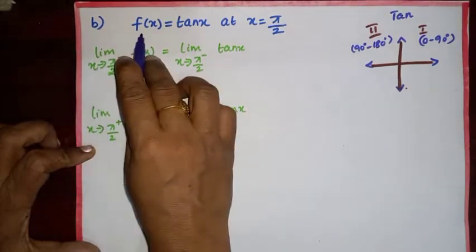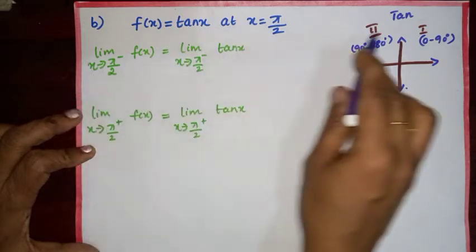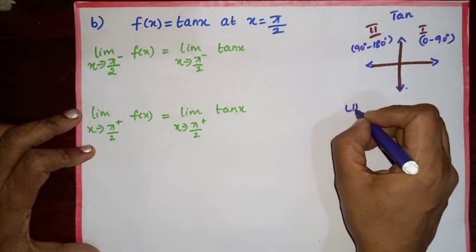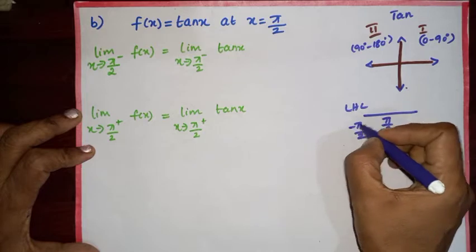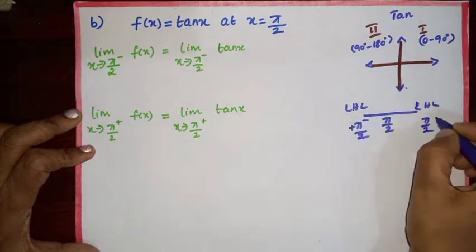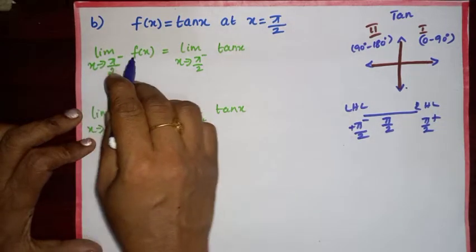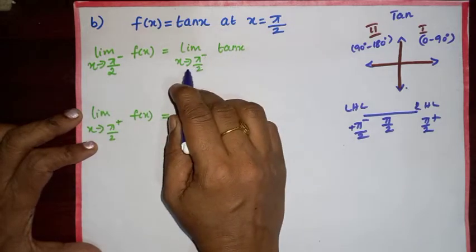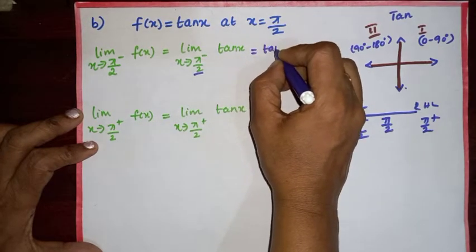Second subdivision, f of x equal to tan x at x equal to pi by 2. So first I am going to find the left hand limit. Left hand limit is pi by 2 minus. Right hand limit is pi by 2 plus. Limit x tends to pi by 2 minus f of x equal to limit x tends to pi by 2 minus tan x. In the place of x, I am going to substitute pi by 2. Then I will get tan pi by 2.